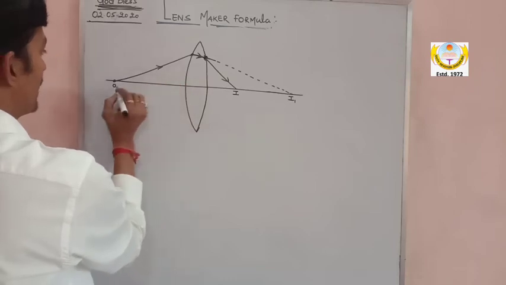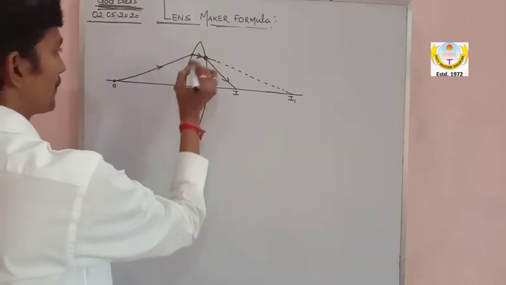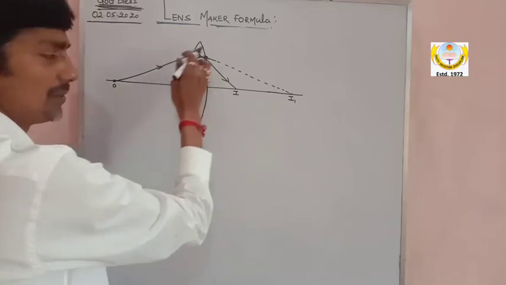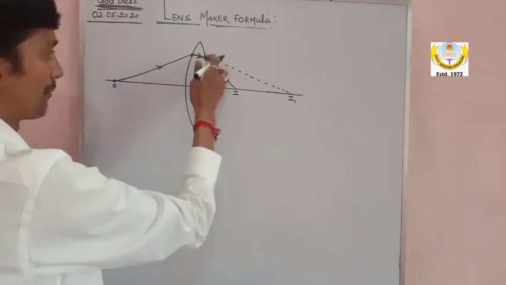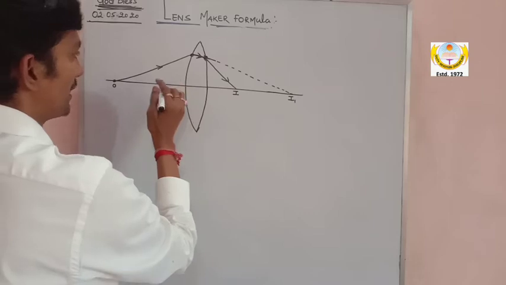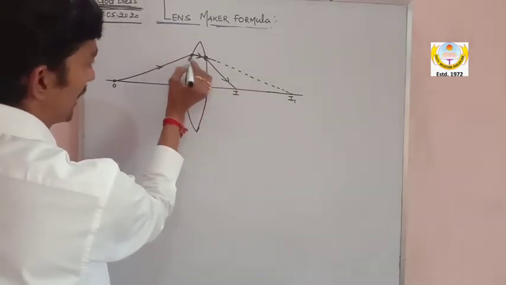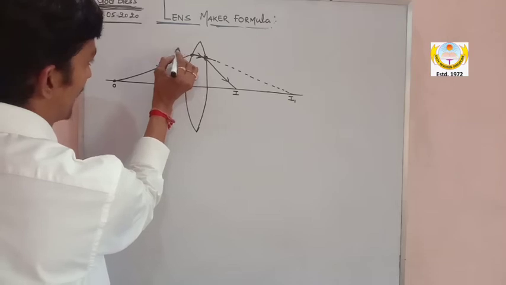right? Here is the object O. Here you can draw the normal also, because this is the center of curvature, you can see. So here are the two centers of curvature. One is along this way, that is, here is the center of curvature I can draw.